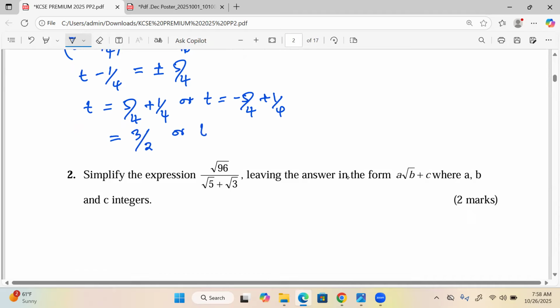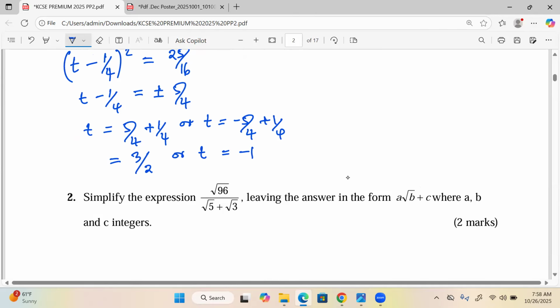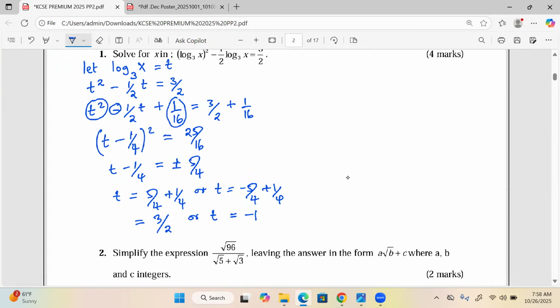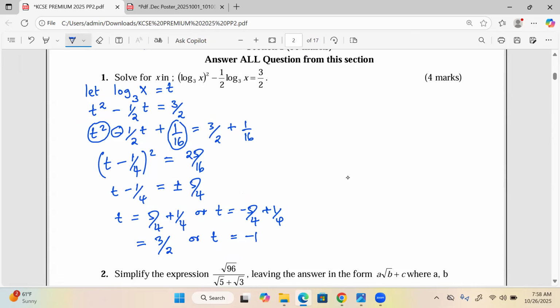Or t equals negative 5 over 4 plus 1 over 4. This gives us negative 1. So we have two possible values of t. We're already having the values of t now.